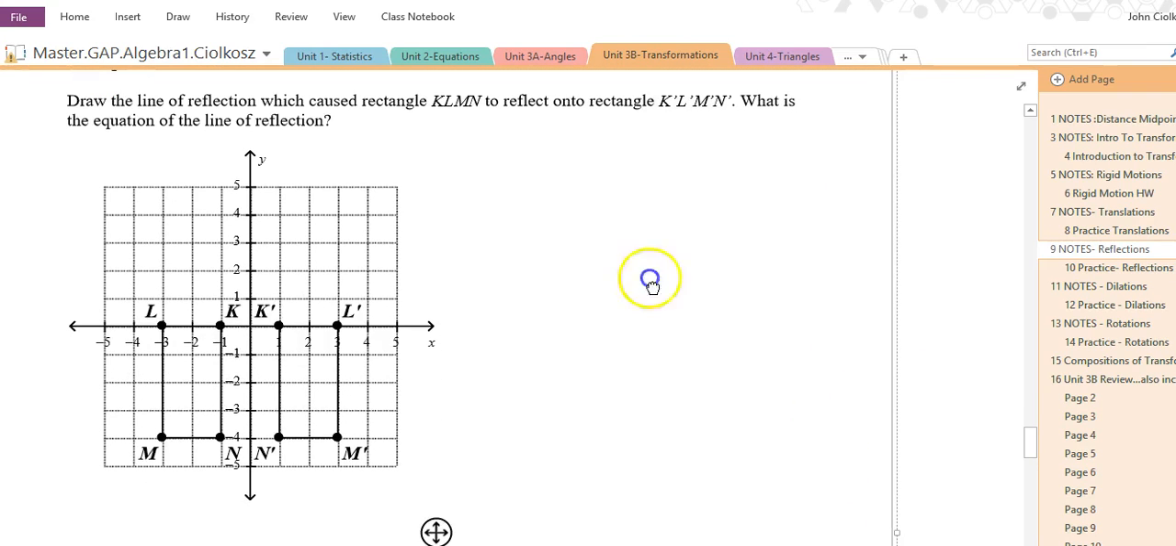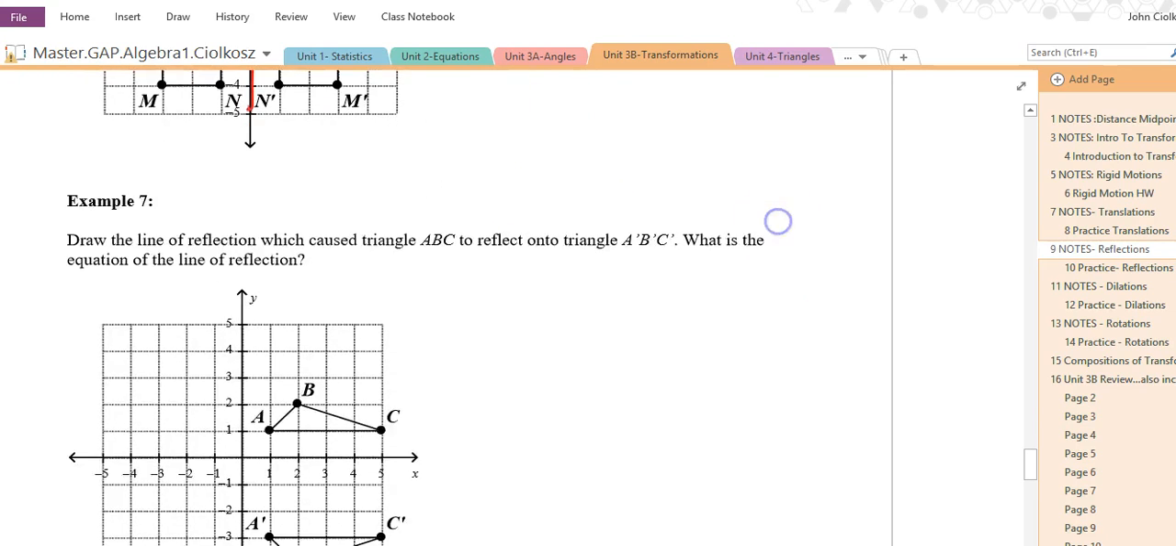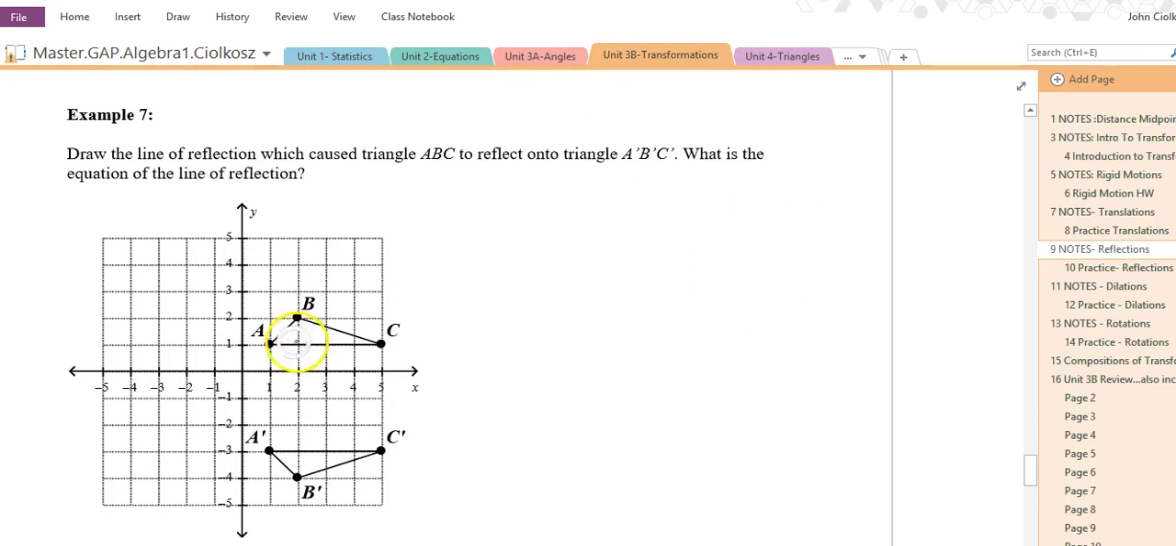Drawing the line of reflection here just means find the middle between those 2 points. So that would be the y-axis. Here, well, the middle of, let's say, A and A. So 1, 2, 3, 4, so that'd be 2 would be the middle. And this equation would be y is equal to -1.